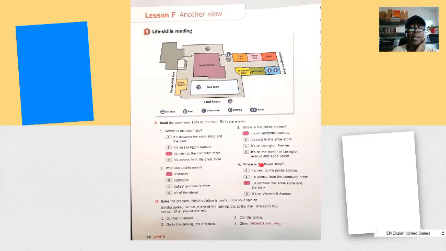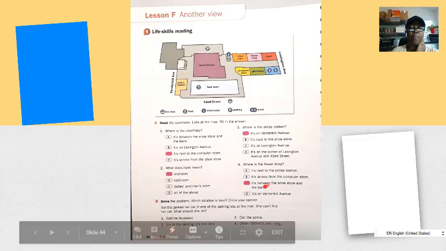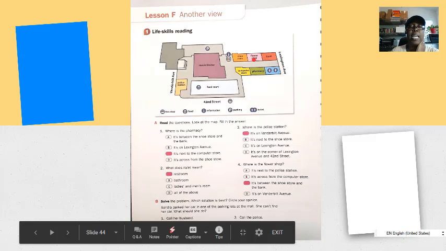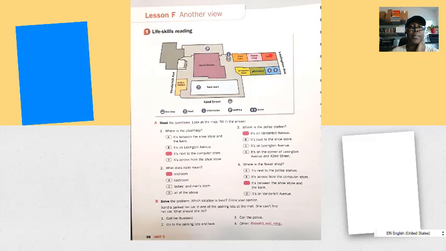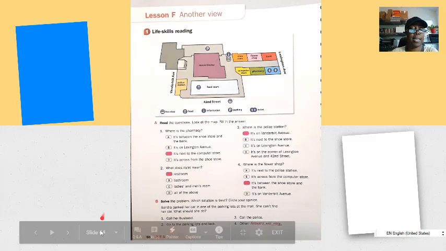Number 4, where is the flower shop? It's between the shoe store and the bank. So here's the flower shop. It's between the shoe store and the bank. And then, of course, with the police station, it's on Vanderbilt Avenue. There you go, right there. Okay, awesome. All right.